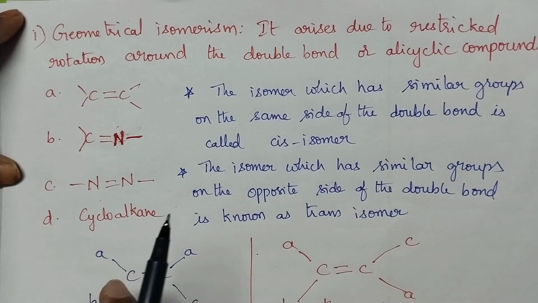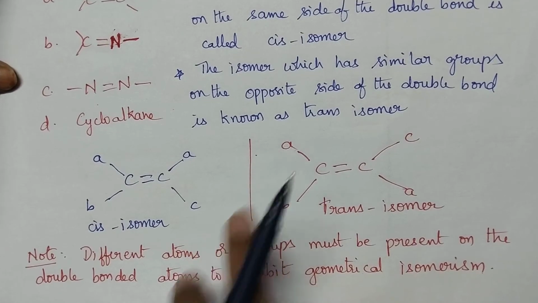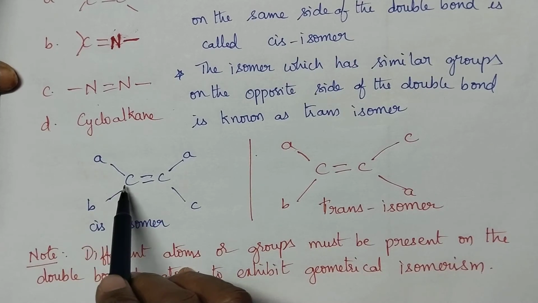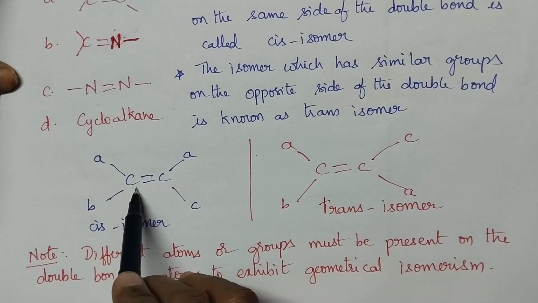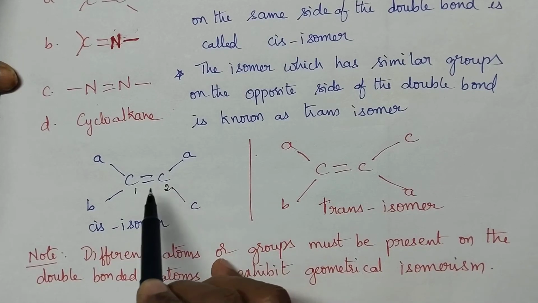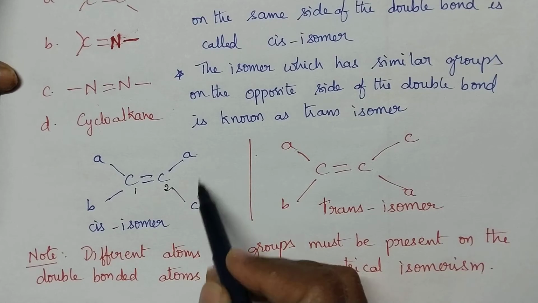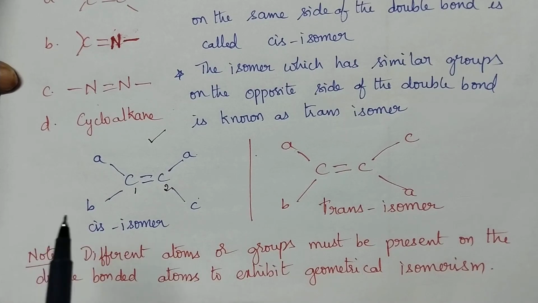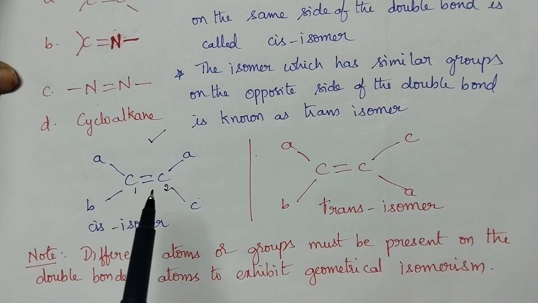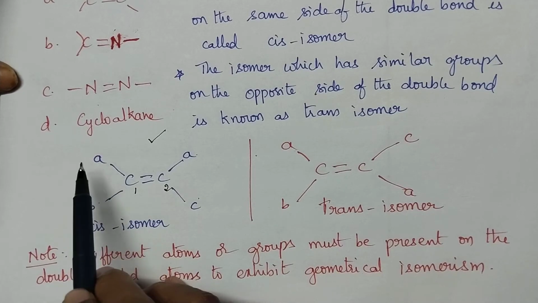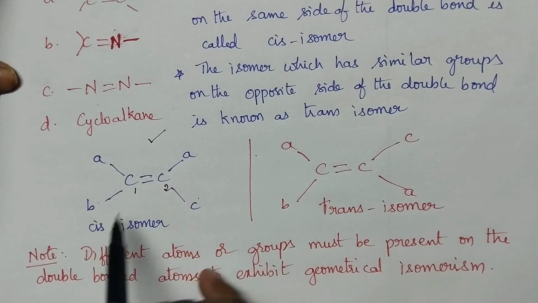The first and foremost important condition is, in the case of geometrical isomers, always different atoms or different groups must be attached to the doubly bonded atoms. If it is the C1 carbon atom, A and B are different atoms or groups, and we have to examine the second carbon atom also. Here also different atoms or different groups are present, and hence this compound exhibits geometrical isomerism. So how to examine whether the given compound exhibits geometrical isomerism or not? You have to examine each atom. On each atom, two different atoms or groups must be attached. Let us see this example.